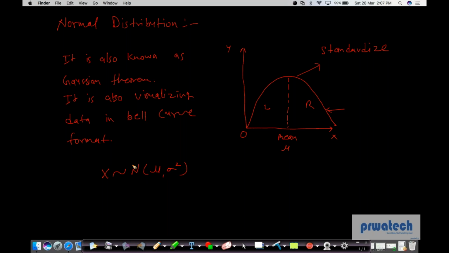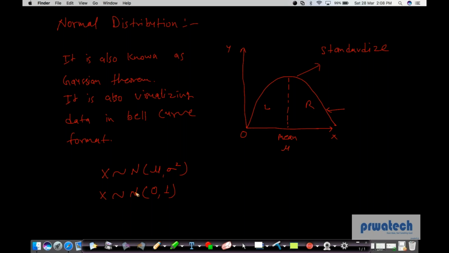Whenever I say any data is normally distributed, when we're claiming that data coming from this application is normally distributed, I'm saying that this x has a normal distribution with a mean of 0 and a standard deviation or variance of 1.